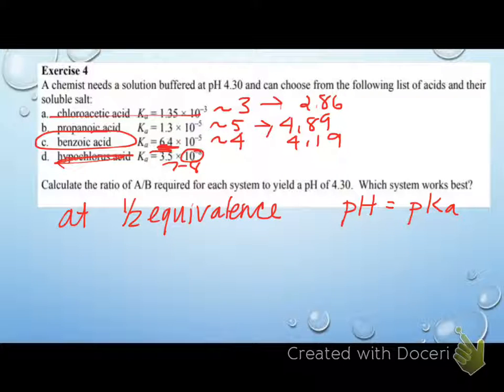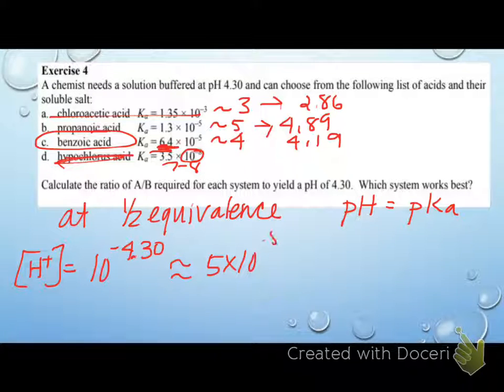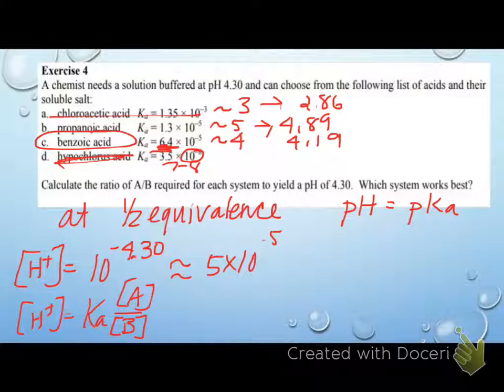So then we're going to say the H concentration. So we have 10 to the negative pH because we're going from pH. So we're looking for approximately 5 times 10 to the negative 5, approximately. So we would say, back to this equation, now plug it all in. Did they give us, oh, that was a stupid question. I was like, did they give us a Ka? Duh.